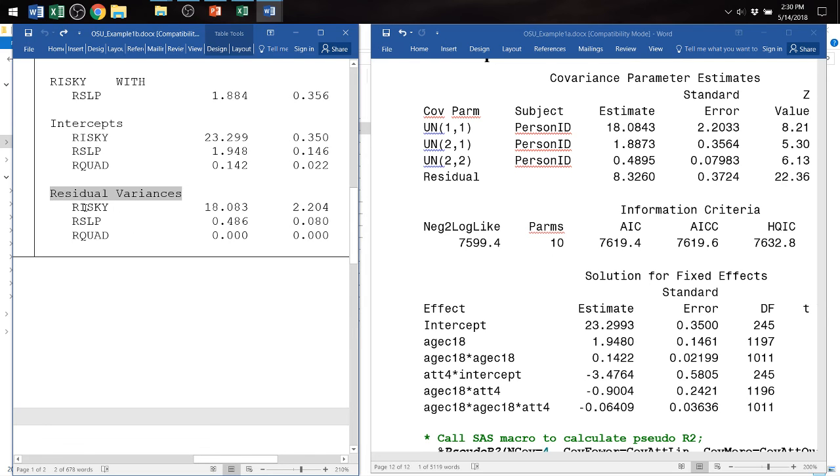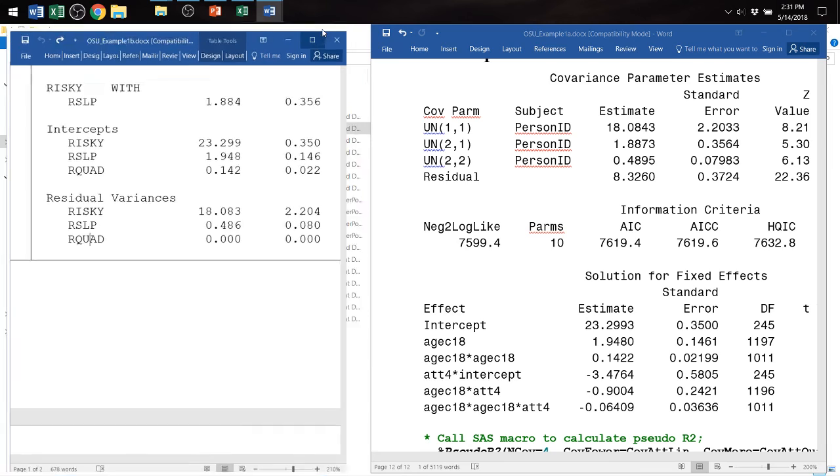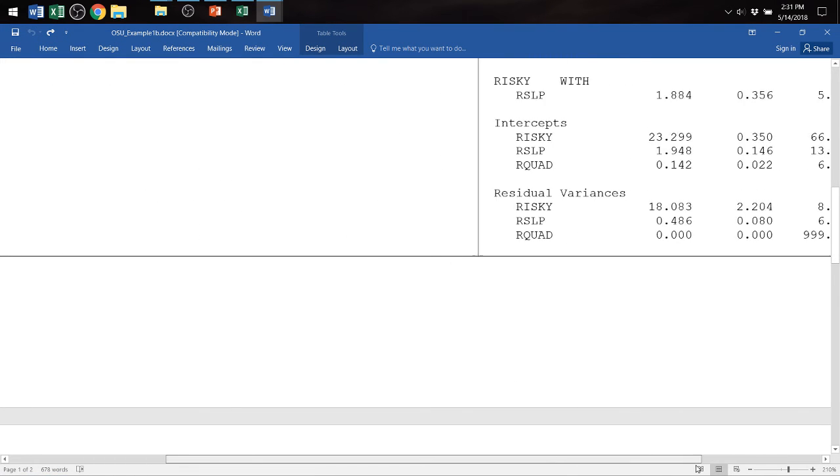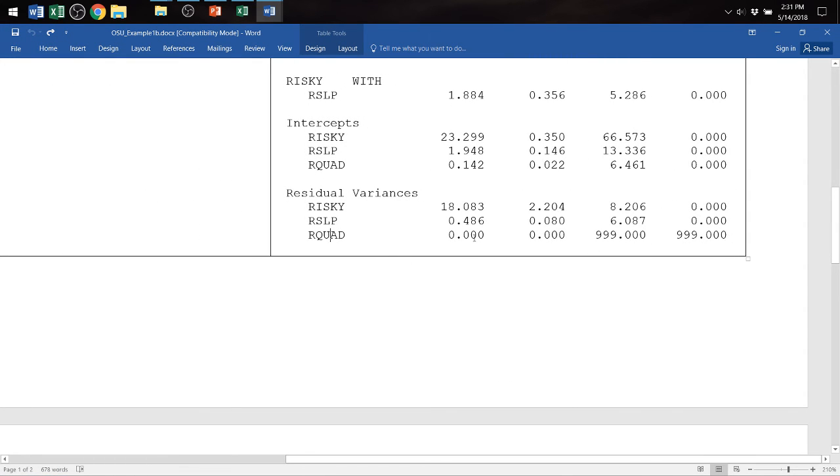So this risky right here is random intercept variance left over. Our slope is random linear slope variance left over. And our quad was the variance that we fixed to 0. And that's why it says it has an estimate of 0, a standard error of 0, and then these things mean you fixed it. I can't give you a test.